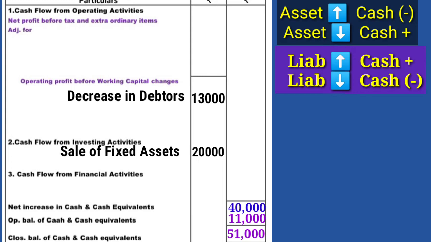Next, stock: 60,000 in 2011, 74,000 in 2012. Stock is also a current asset. Here 14,000 is increased. Stock increased by 14,000. What is our rule? When current asset, or when asset increases, cash balance decreases. Only the difference we will take. No current year balance, no previous year balance. Only the difference, rupees 14,000. So I will record here increase in stock, minus 14,000.